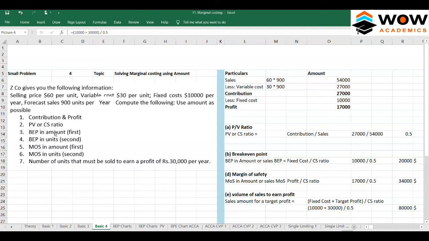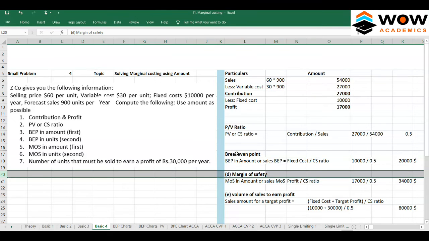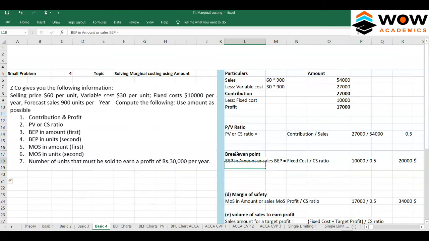And have we finished everything? Contribution and profit we have finished. PV ratio we have finished, so that is the second part. BEP in amount we have finished. What we have not done is BEP in units. So that we will work out here.